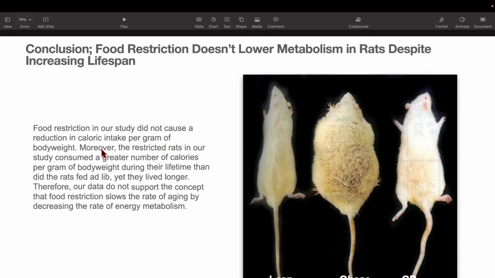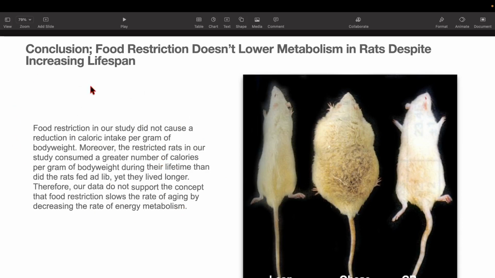So we come here to the conclusion: food restriction in our study did not cause a reduction in caloric intake per gram of body weight. Moreover, the restricted rats in our study consumed a greater number of calories per gram of body weight during their lifetime than did the rats fed ad libitum, yet they lived longer. Therefore, our data do not support the concept that food restriction slows the rate of aging by decreasing the rate of energy metabolism. Okay, so it's pretty clear.